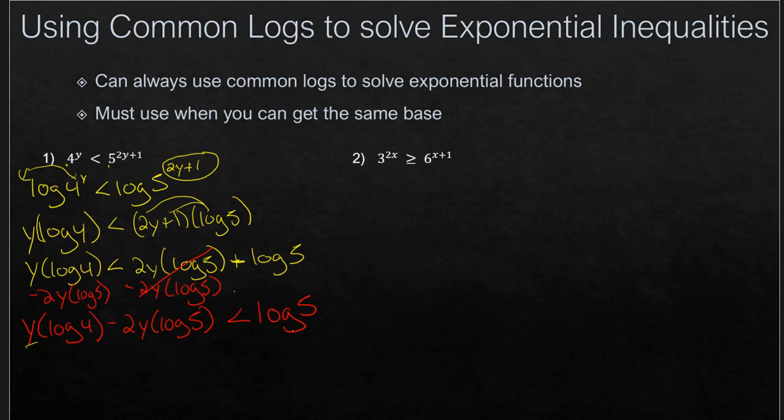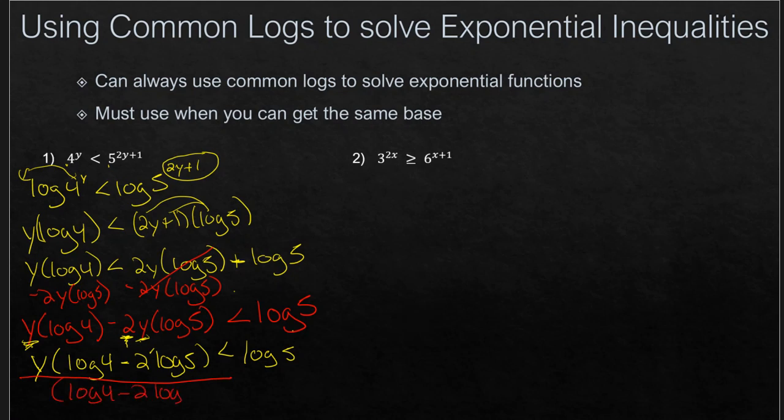All right, at this point, these both have a factor of y, so we can pull it out as a GCF. So it's going to be y outside, then it's the log of 4 minus 2 log of 5, because the 2 is still there, is less than log of 5. Now I want the y by itself when I'm solving an equation. So I divide by log 4 minus 2 log 5. So I do the same thing over here, divide by log 4 minus 2 log 5.